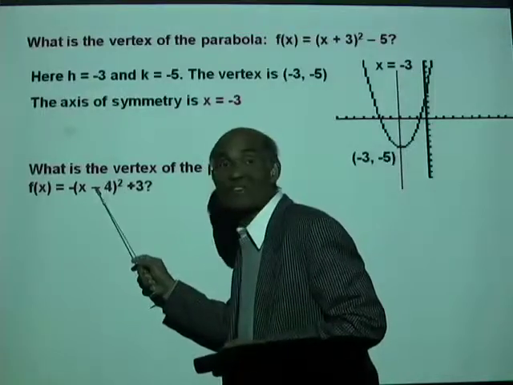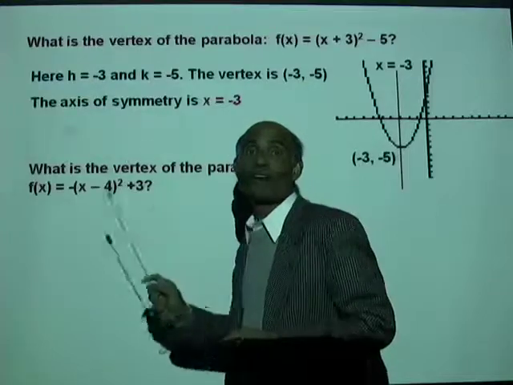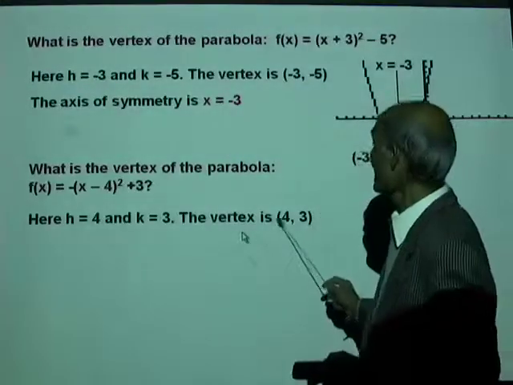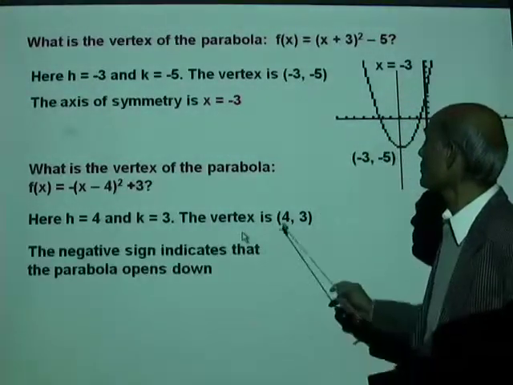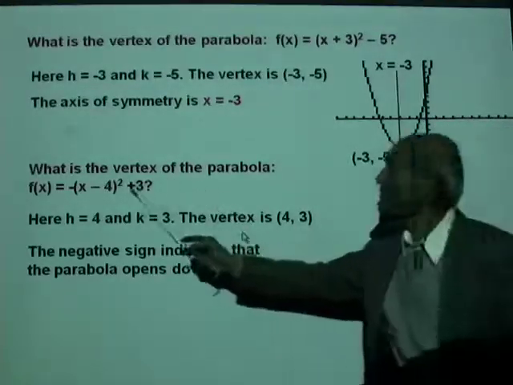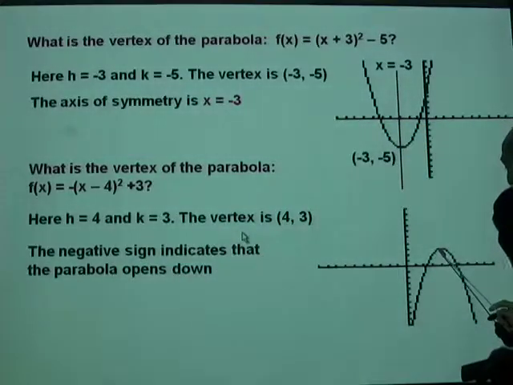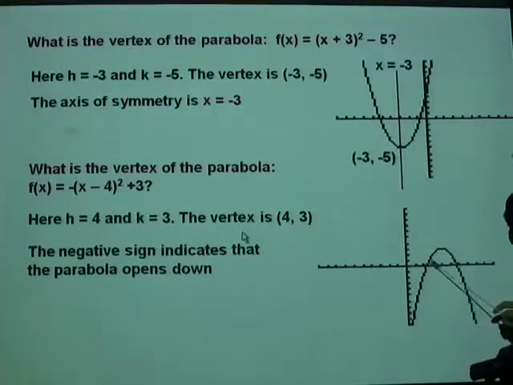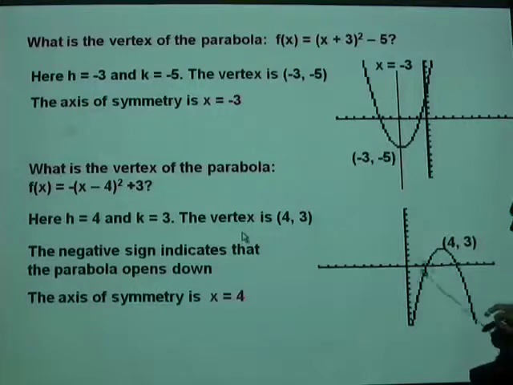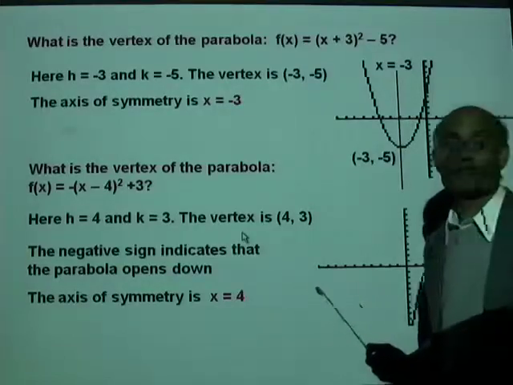The sign is negative here, which means h is positive. h equal to 4 and k equal to 3, and therefore the vertex is (4, 3). Now, look at this. Since a is negative, the parabola opens down. The vertex is h equal to 4, k equal to 3. And the axis of symmetry is the vertical line x equal to 4.